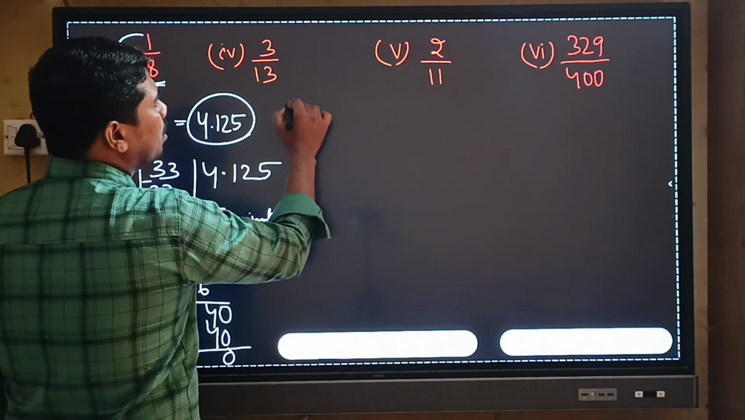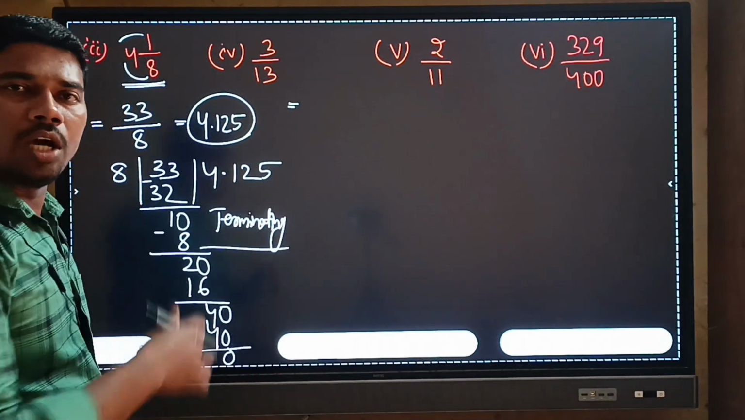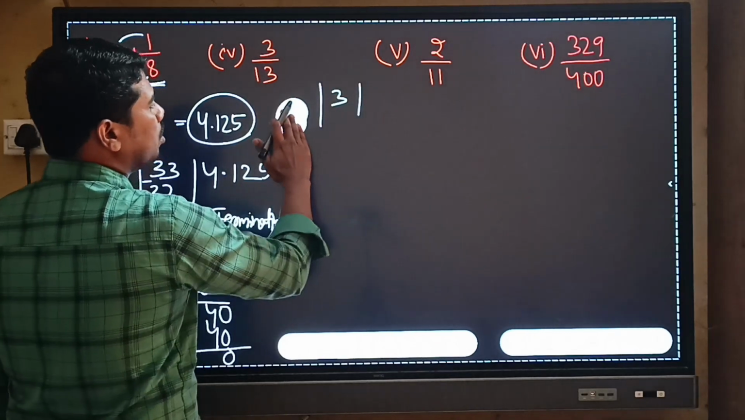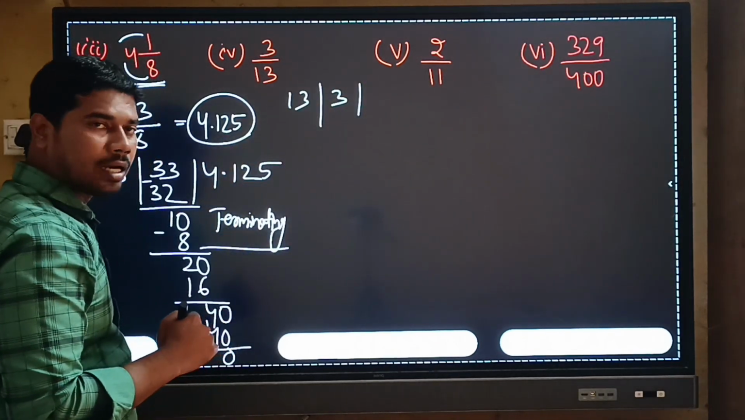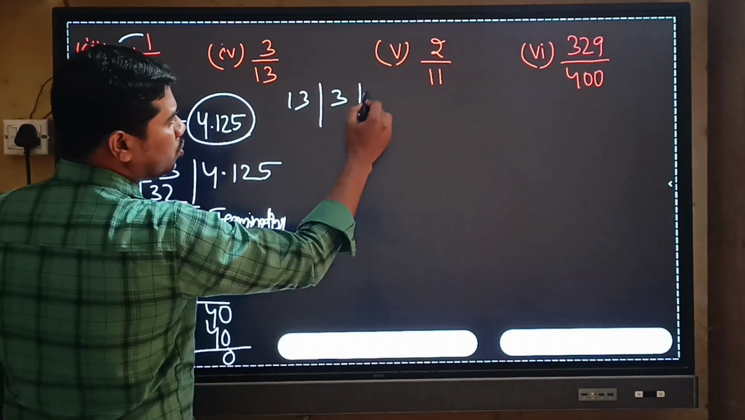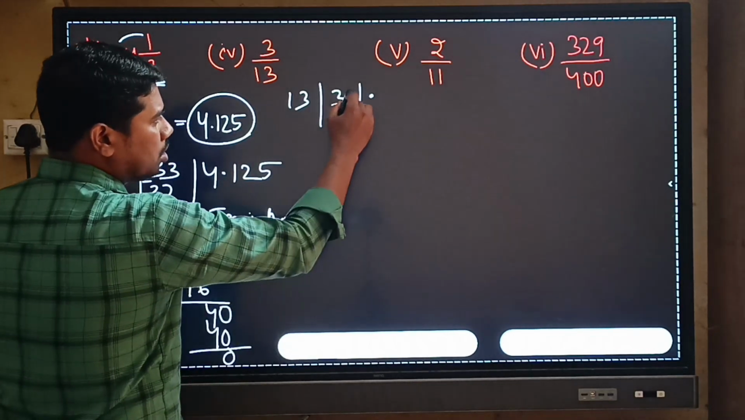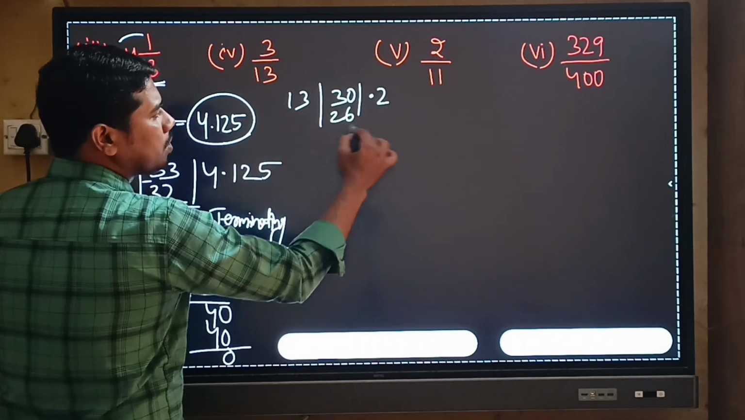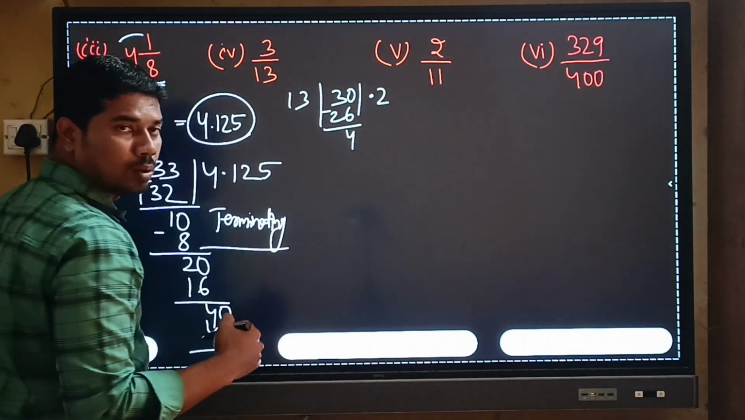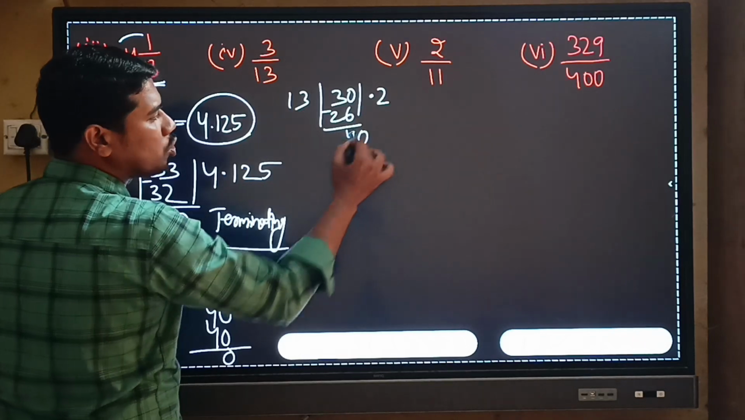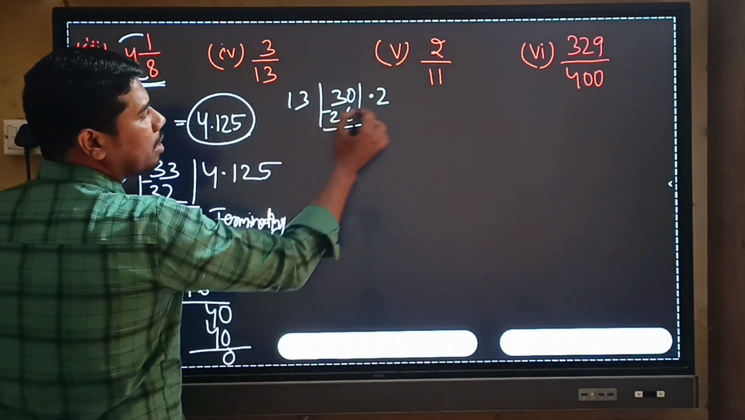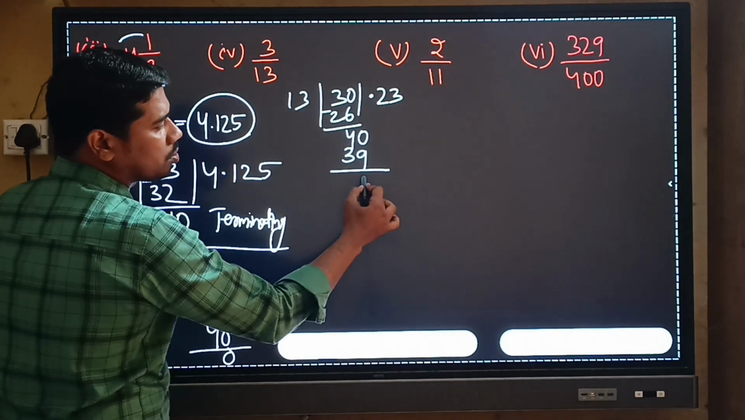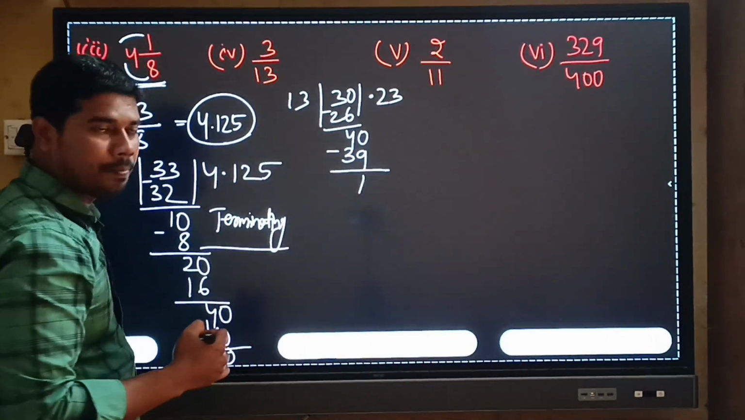3 by 13. So 3 upon 13, we should divide that one. 3 divided by 13. 3 is smaller than 13. So we have to write the point. 30 will come. 13 2s are 26. Subtract, the result is 4. The point is there, means 0. We can write here 13 3s are 39. Now it subtracts, the result is 1.